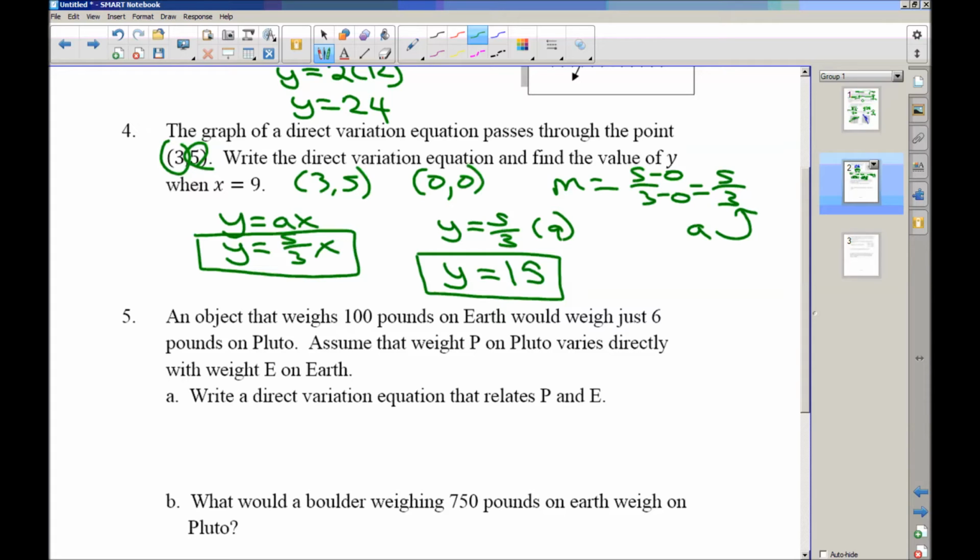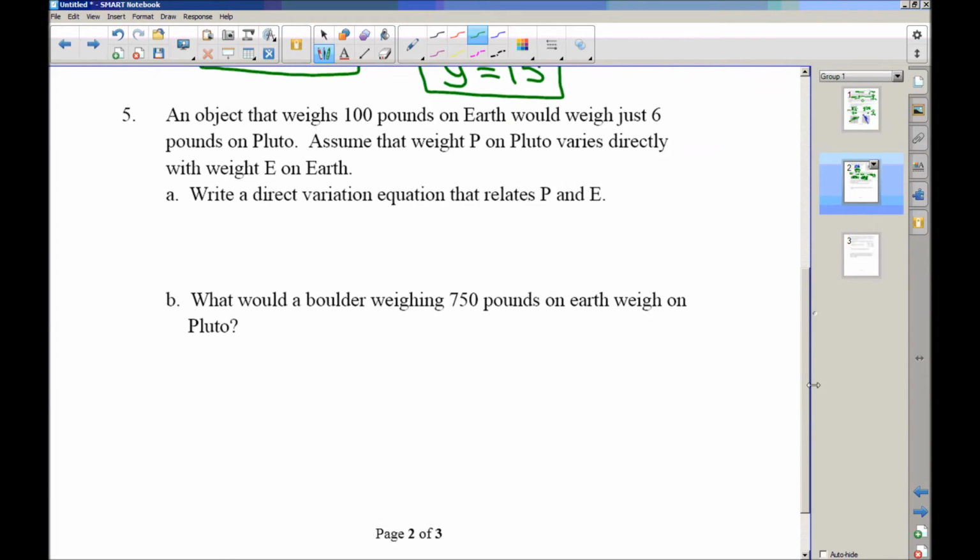An object that weighs 100 pounds on Earth would weigh just 6 pounds on Pluto. Assume that the weight P on Pluto varies directly with the weight E on Earth. Write a direct variation that relates P and E. So we want P, the Pluto weight, to be equal to some Earth weight. And an object that weighs 100 pounds on Earth would weigh just 6 pounds on Pluto.